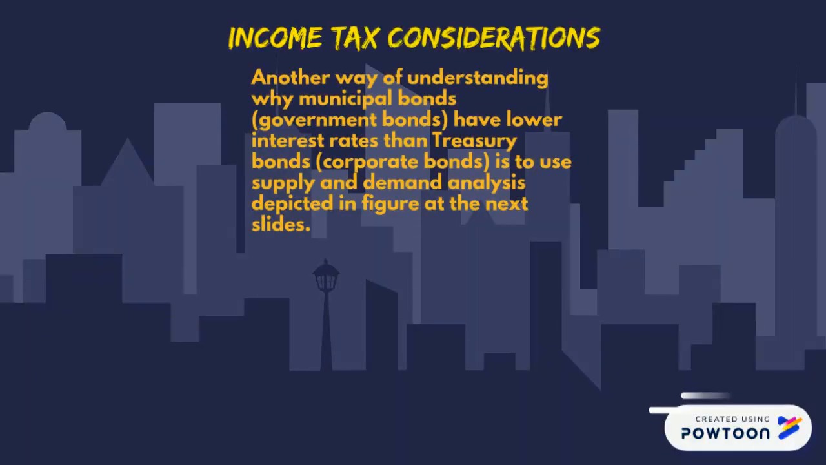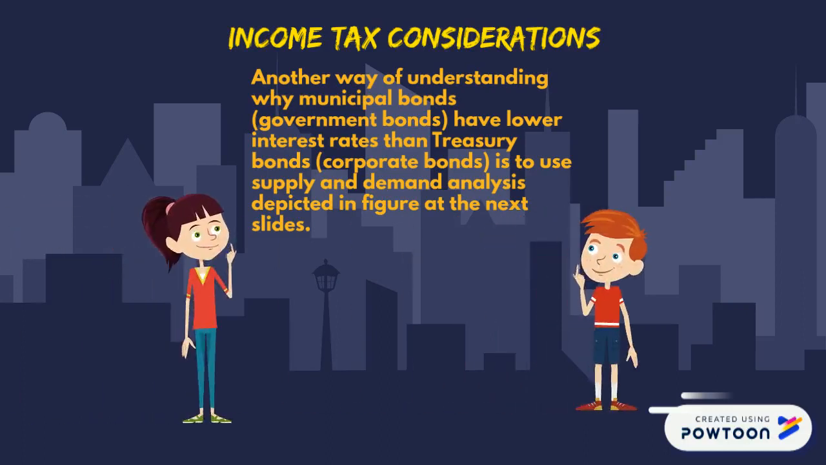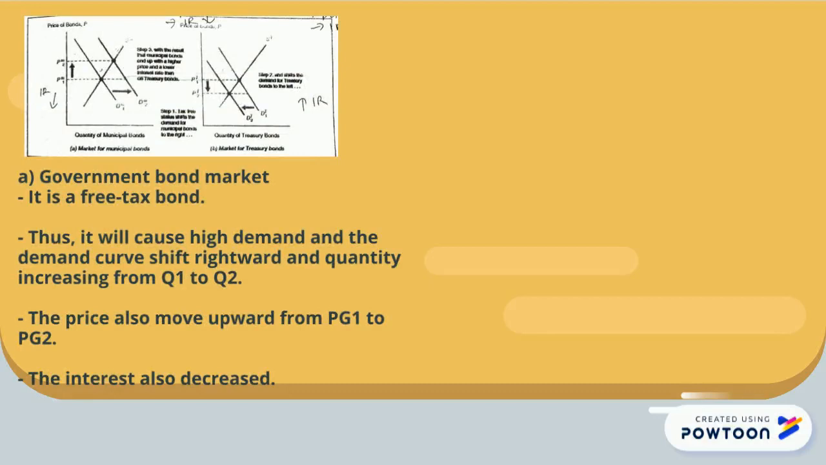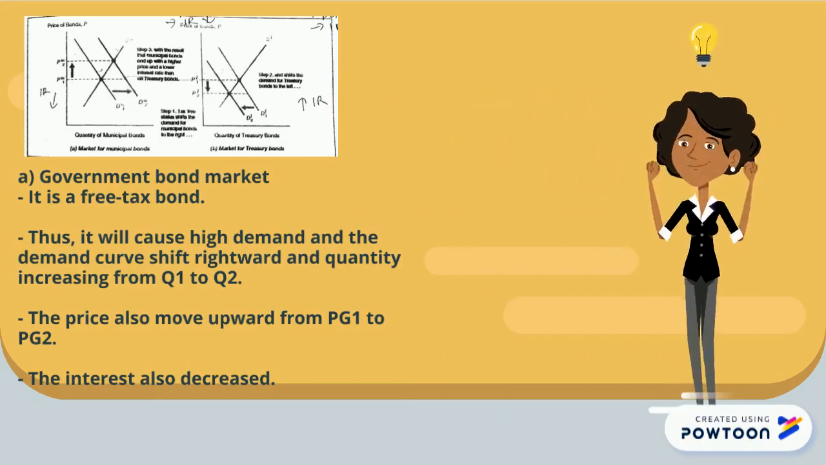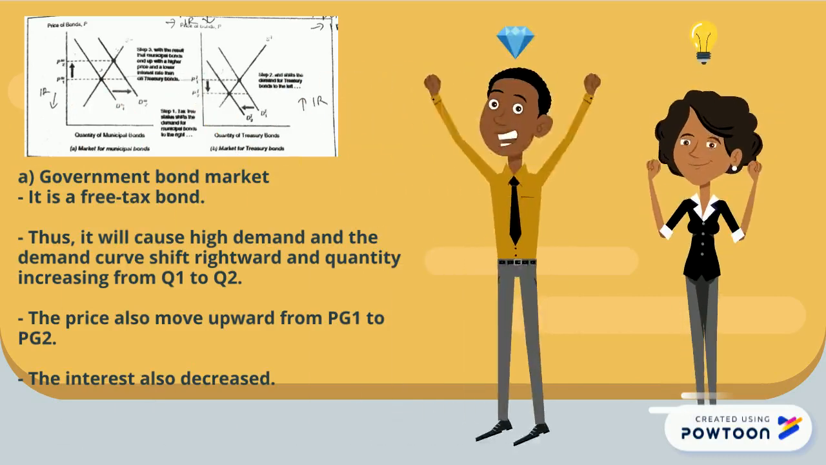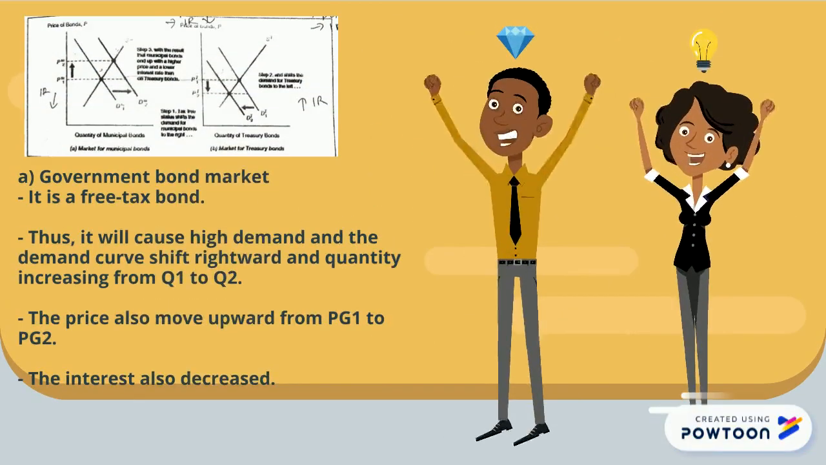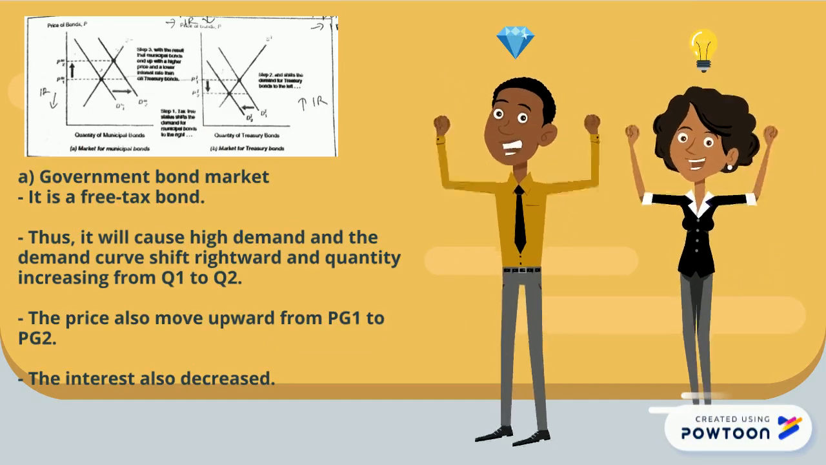Okay, now let's move to the income tax consideration. Another way of understanding why municipal bonds have a lower interest rate than treasury bonds is through supply and demand analysis on the next slide. First, we start with the government bond market. The government bond market is a tax-free bond. Tax-free means when people buy a government bond, after the maturity period, people will get back their money. The dividend or profit that people receive from the government is tax-free. Thus, it will cause high demand and the demand curve shifts rightward. And the price also moves upward from PG1 to PG2 and the interest rate decreases.